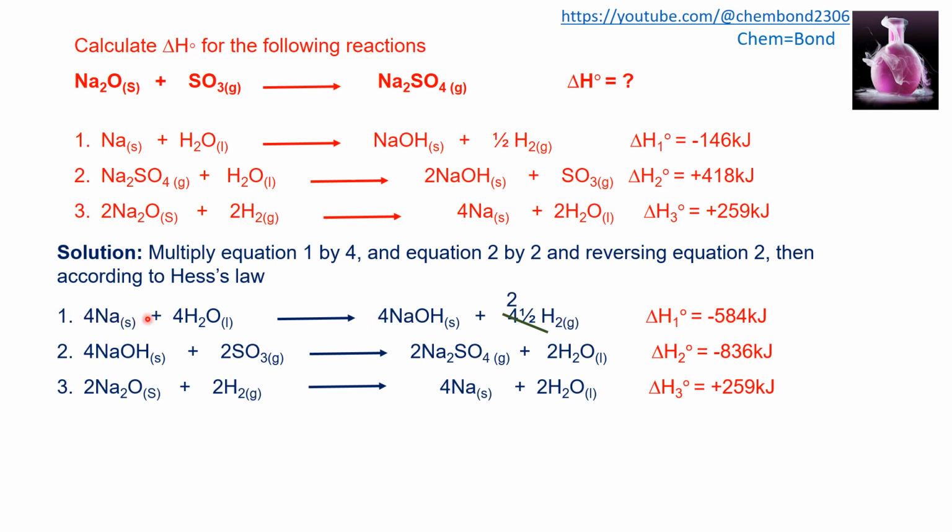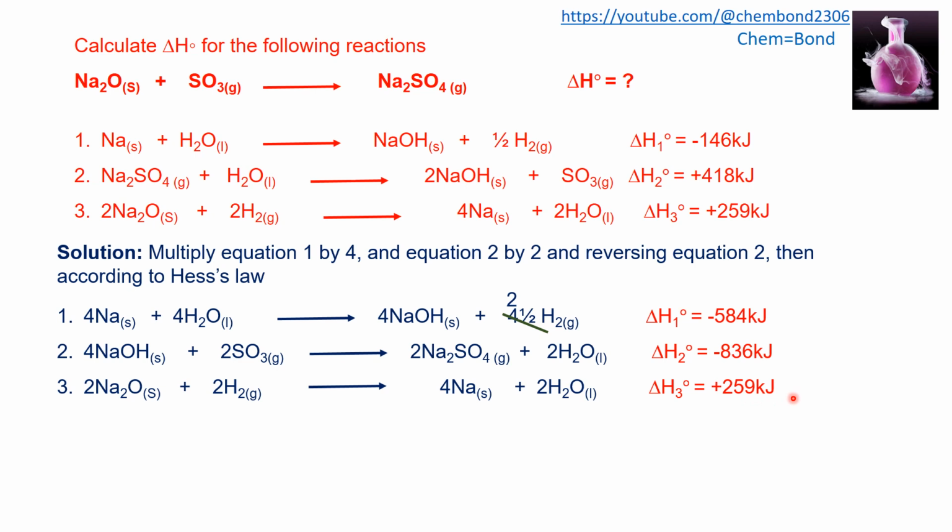So equation 1 is multiplied with 4, so the enthalpy is also multiplied with 4. So minus 146 multiplied by 4 will produce minus 584 kilojoule per mole. Equation 2 is multiplied with 2 and also reversed. So with reversal, its sign will also reverse. Here it is minus and it becomes plus, and also it is multiplied with 2. So 418 multiplied by 2 will produce 836 kilojoule per mole, and the third equation will remain the same.